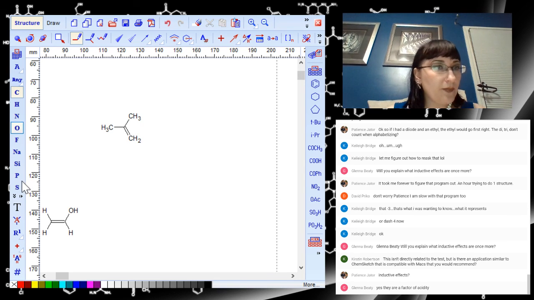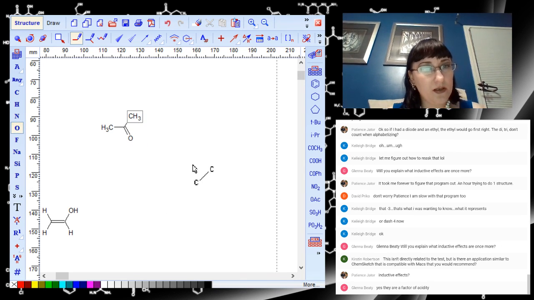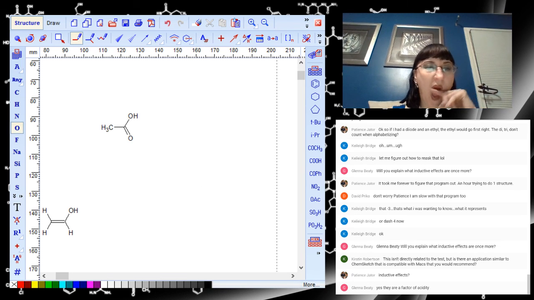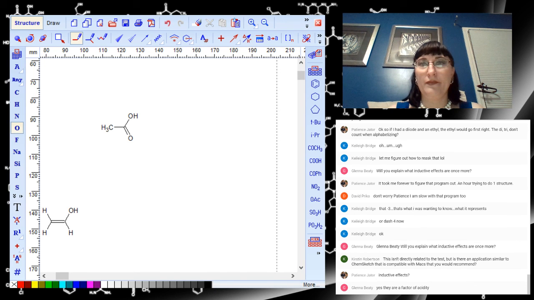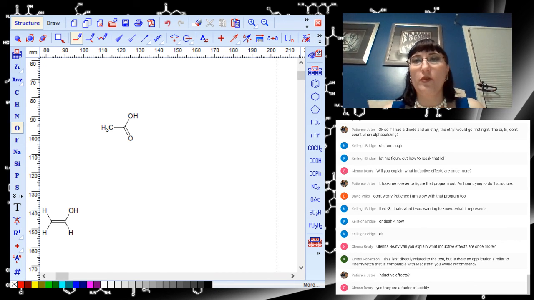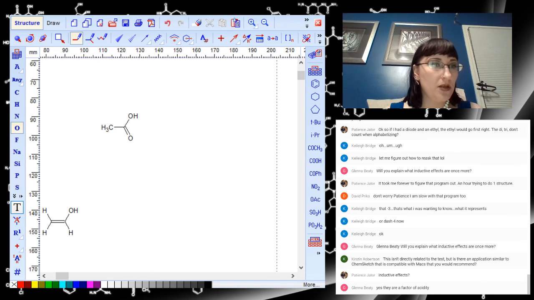Okay, so this is acetic acid. If I do the Google searching for the acetic acid pKa, 4.76. So I said 2 to 4, that one happens to be 4.76.